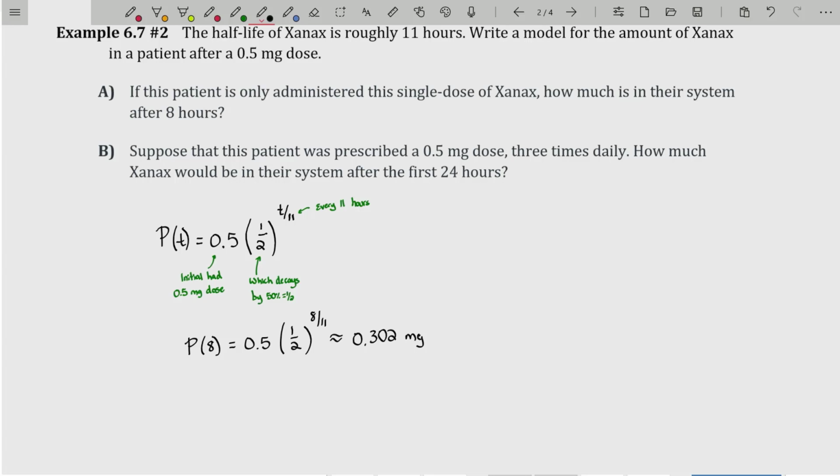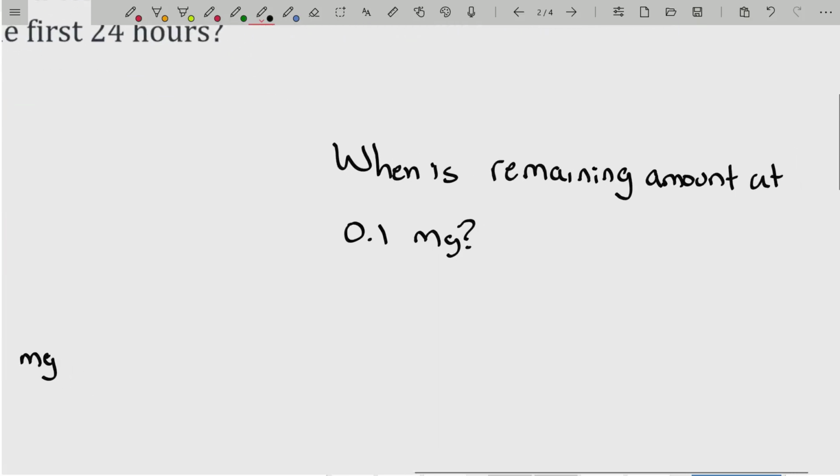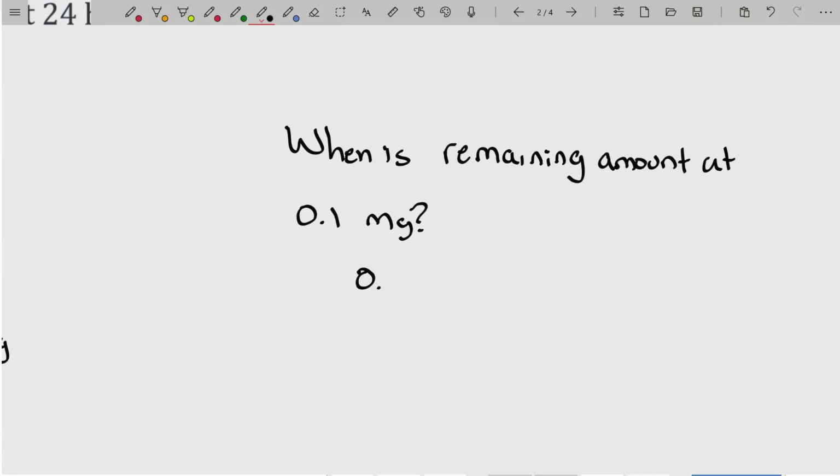So when, I'll write that in here. When is, there we go. So all that's asking is, well, when is this output population 0.1? We started with 0.5, we decayed to half per 11 hours. And you can see that this is just an exponential equation.